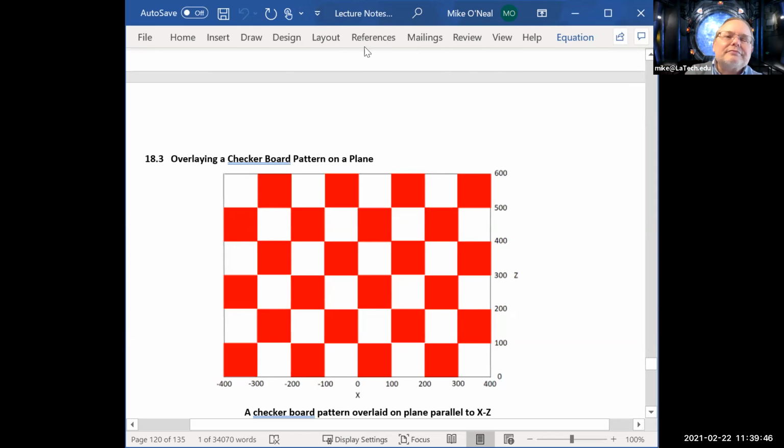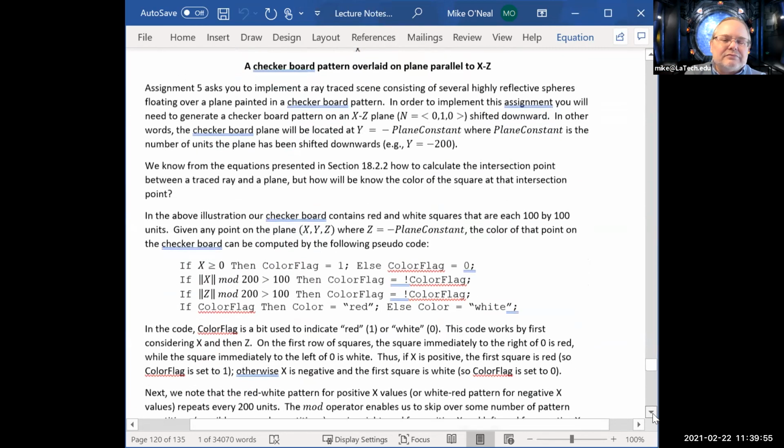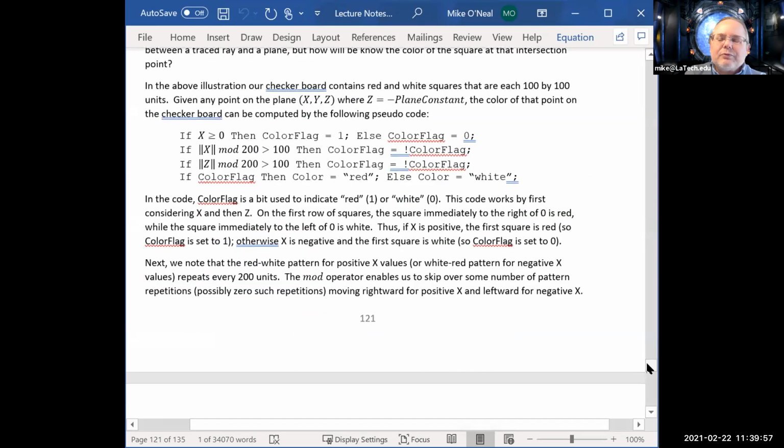Hold on. What page is this? So I can get back to it quickly. 121.